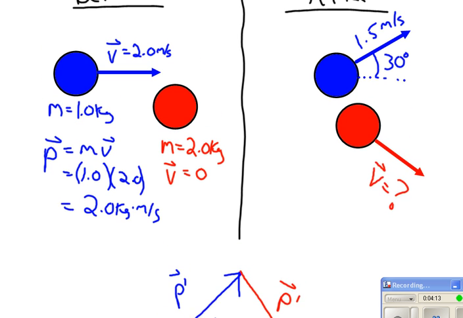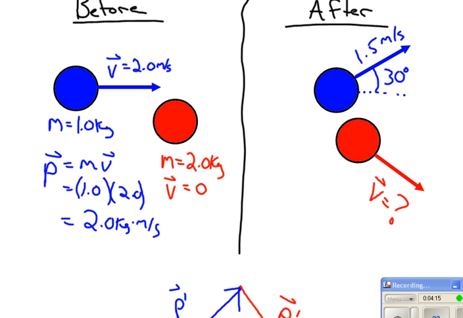Let's take a look at what we know after the collision. After the collision, the blue object here has a momentum equal to its mass times velocity. Nothing in the question suggests it lost any mass, so it's 1.0 kilograms times 1.5 meters per second. So it's 1.5 kilograms times meters per second worth of momentum at an angle of 30 degrees from the right.